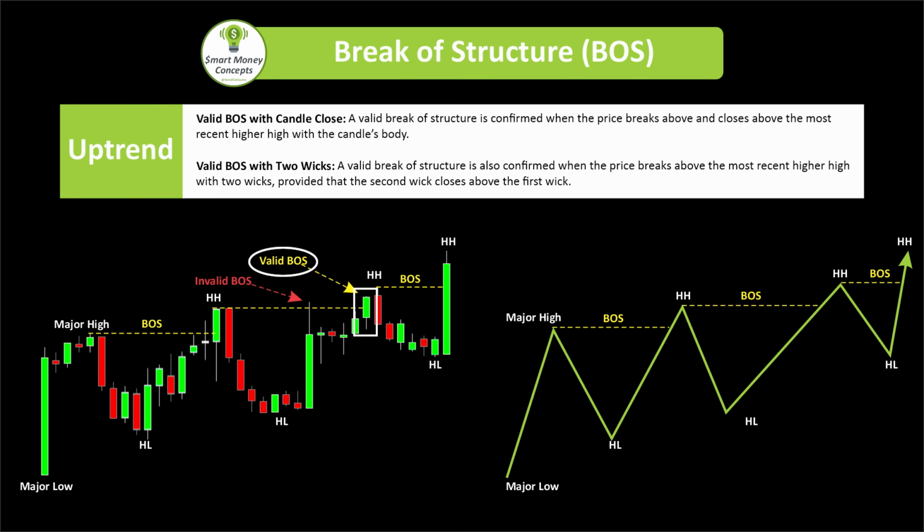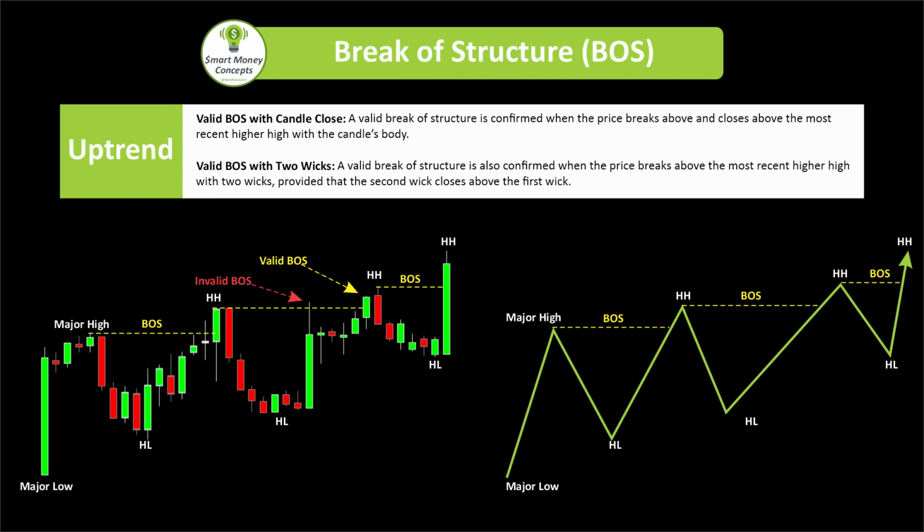A valid break of structure is confirmed when the price not only breaks, but also closes above the most recent higher high with the candle's body. This validation holds even if the price retraces downwards immediately after the break. In such instances, the market establishes a new major high and major low, defining a new trading range. Should the price then break this newly established major low heading downwards, it suggests a potential trend reversal, indicating a shift from a bullish to a bearish stance, a change of character, or CHoCH.